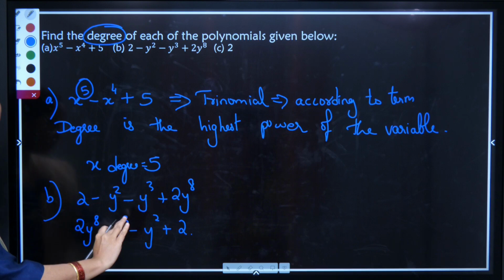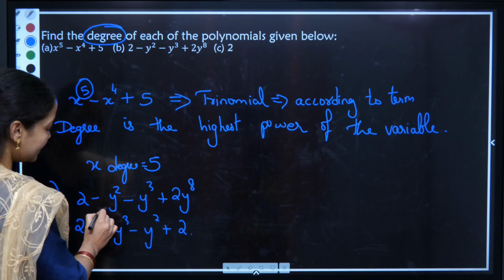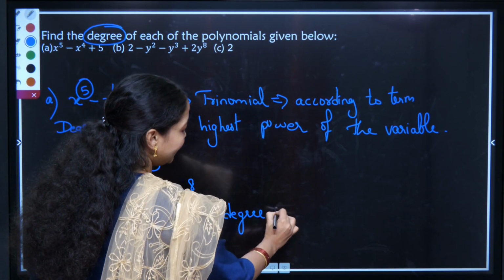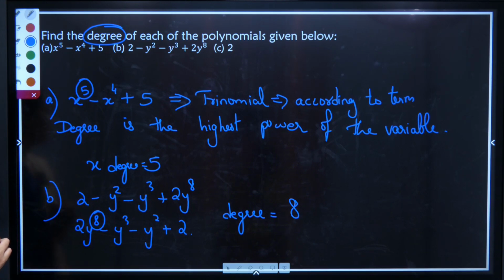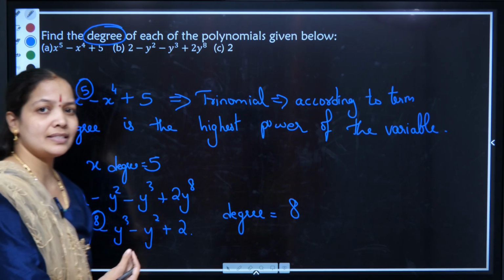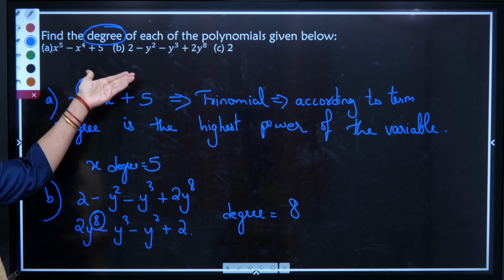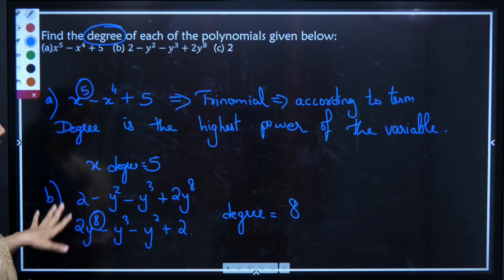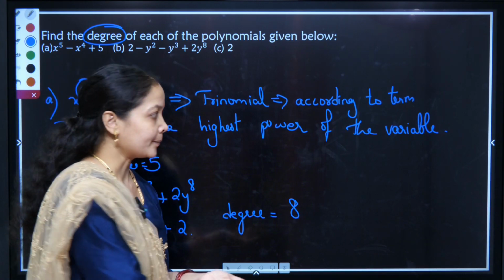Now what is my variable in the whole equation? y is my variable. The highest power of y here is 8. So the degree of this equation will be 8. So this equation is a polynomial with degree 8. So finding the degree is a simple trick, just by visualizing the given equation. Where is the variable and what is the highest power of the variable in the complete equation gives me the degree. As simple as that.